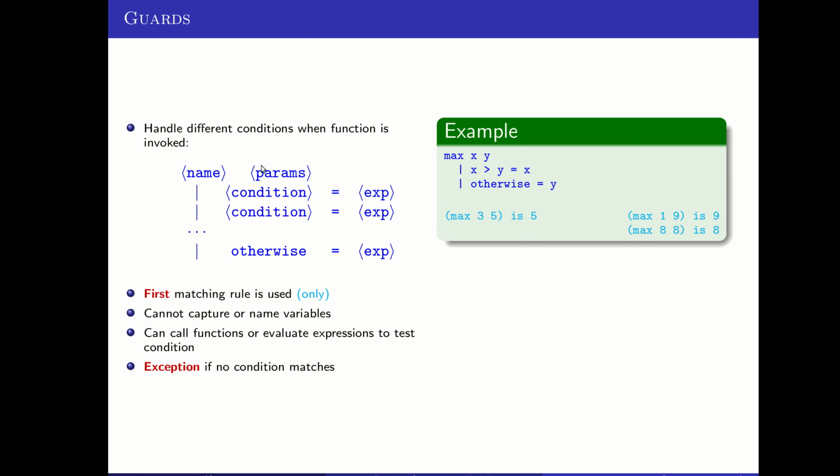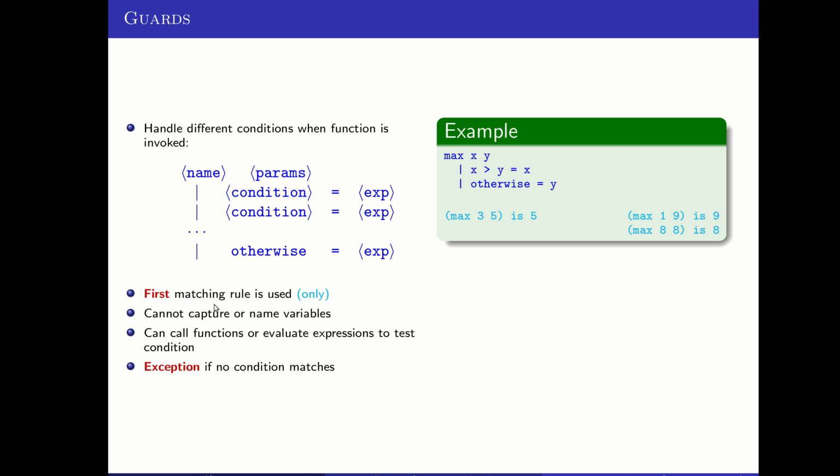So you give the name of the function and the parameters, not an equal sign, because you're going to use a bar and then a condition, and then say what the function is equal to in that particular case. You can list multiple different conditions, and then you can list one last condition that catches anything else, writing otherwise, and then an expression for that case. Again, the first matching rule is the one that's used, and there will be an exception if none of our conditions match. Though if we use otherwise, we really should have a condition that matches always.